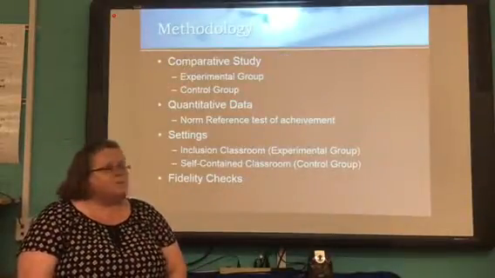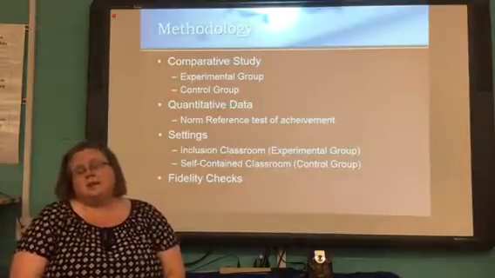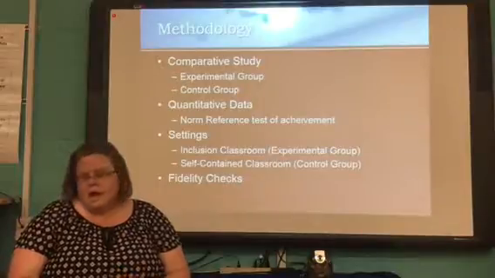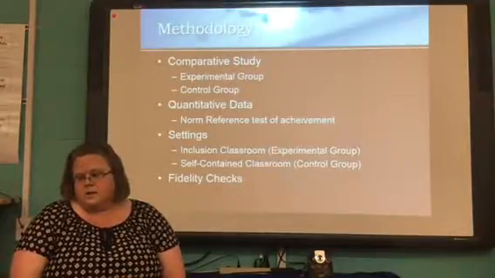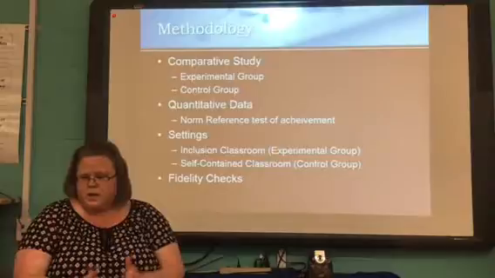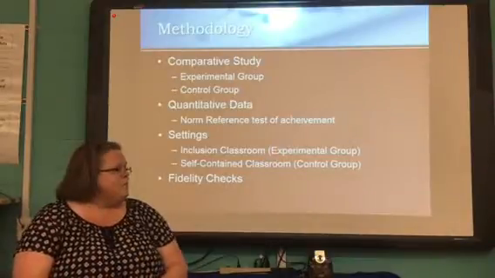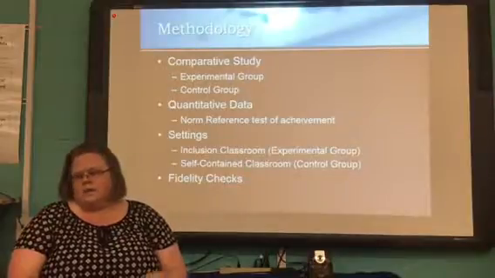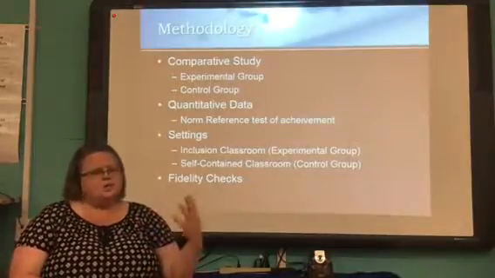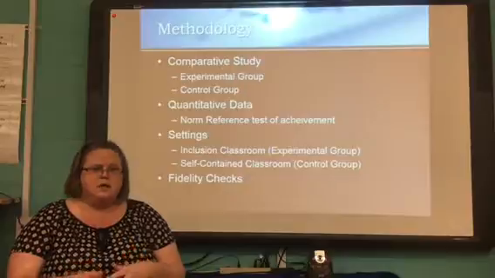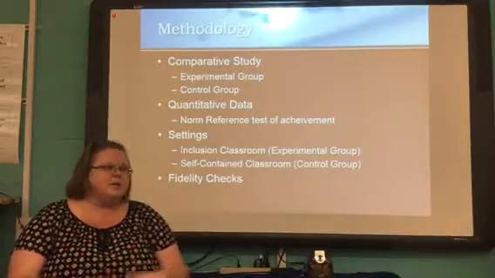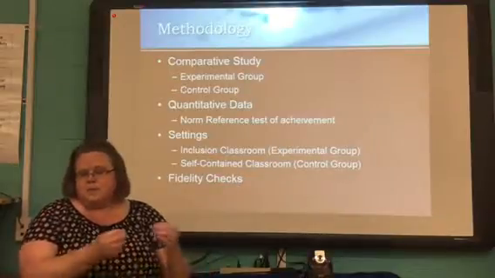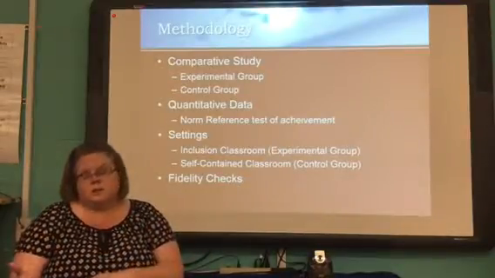So my methodology begins with the fact that I'm going to be doing a comparative study. I will have an experimental group and a control group. I will be gathering quantitative data using the norm reference test, which is the Woodcock-Johnson. And the setting will be: I will have an experimental group that is the inclusion group, where students with an identified disability will be included in a general education classroom with their typically developing peers. And then my self-contained classroom is going to be considered the control group.